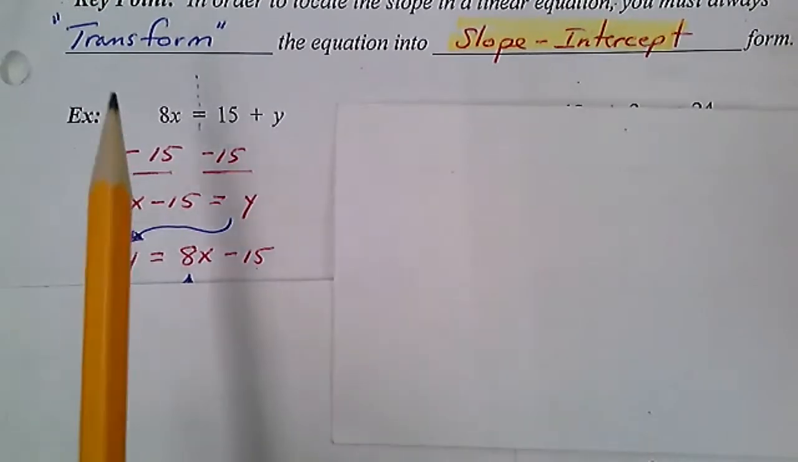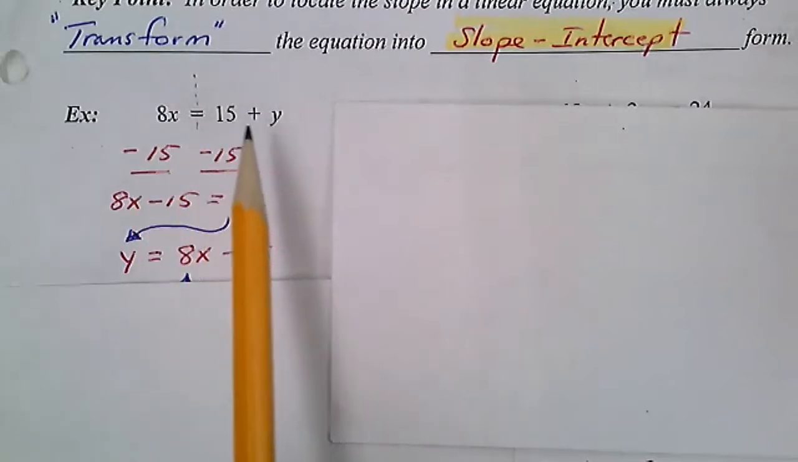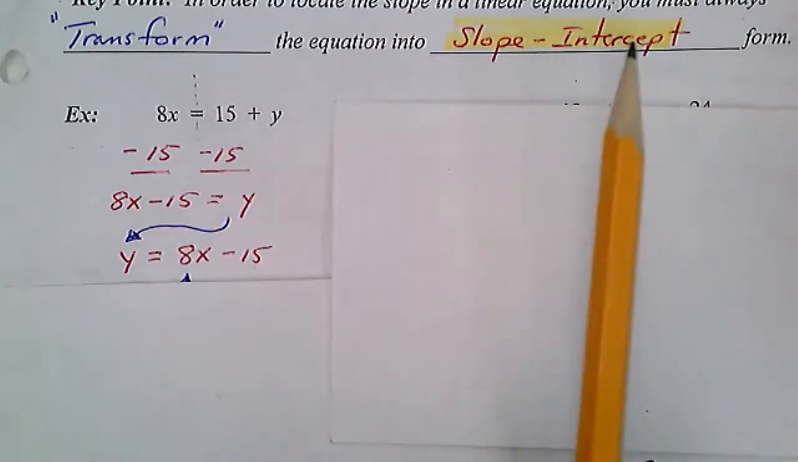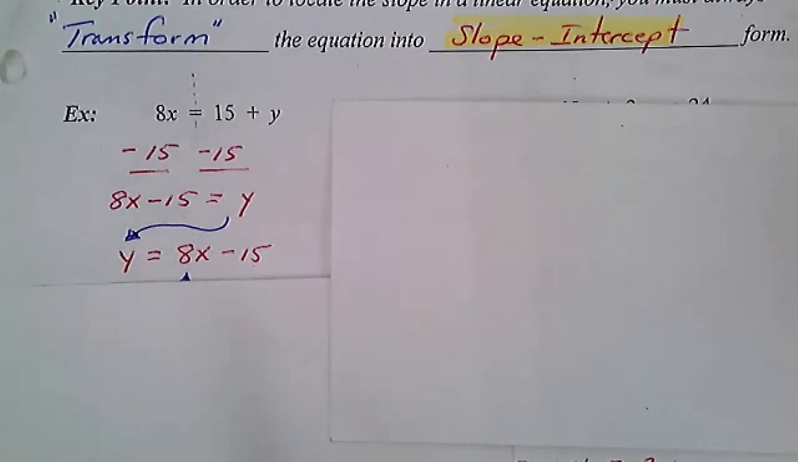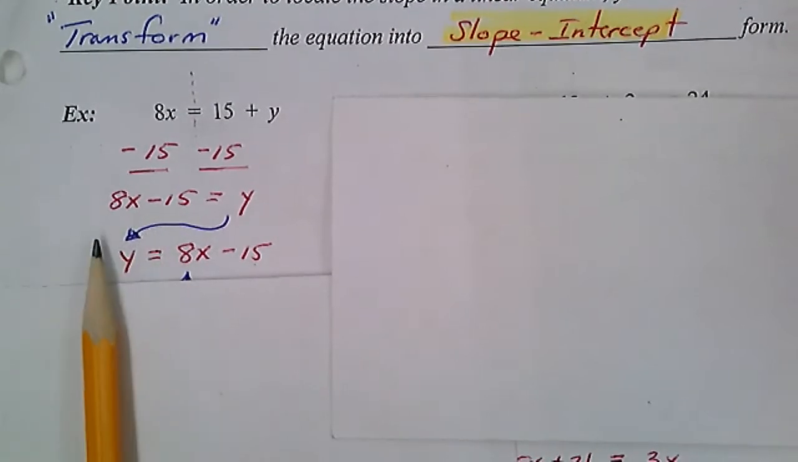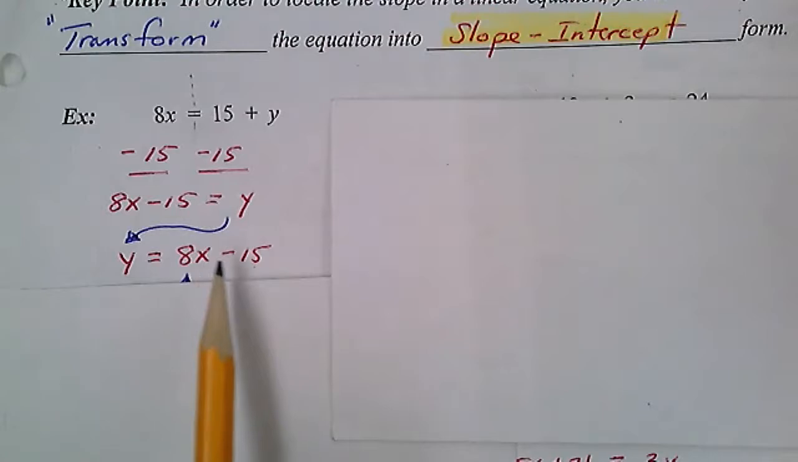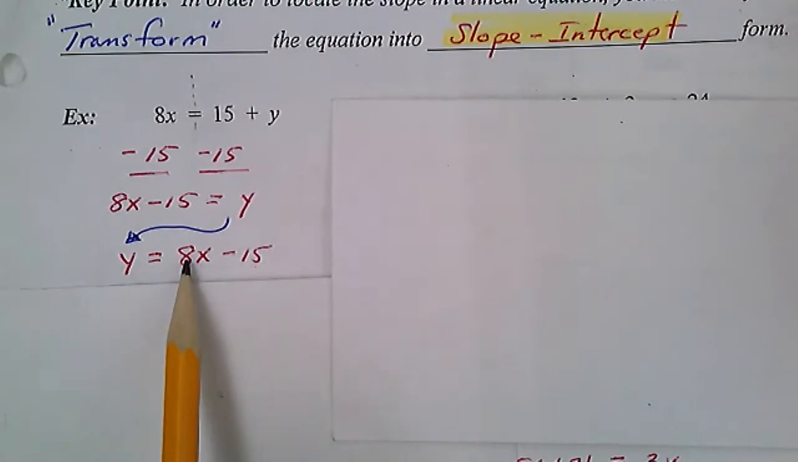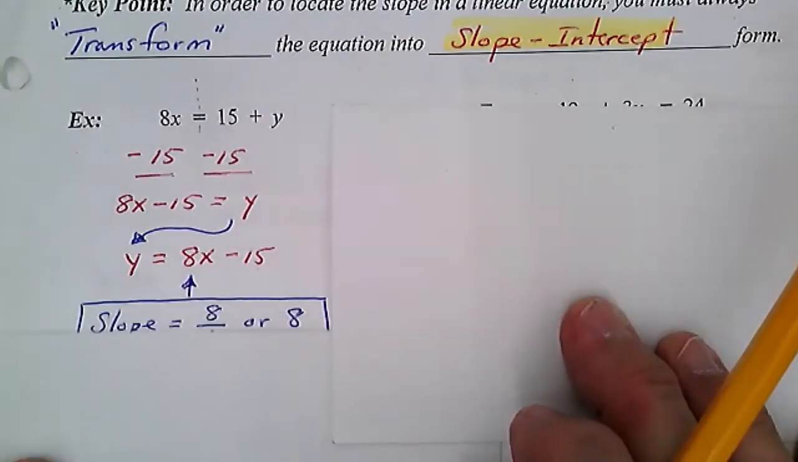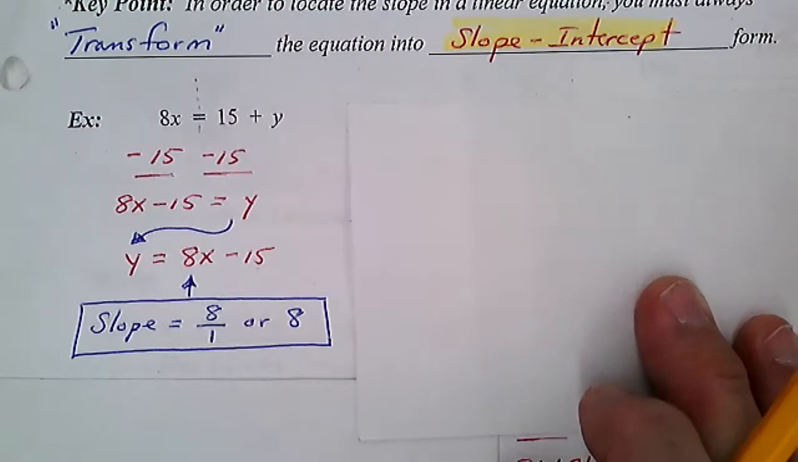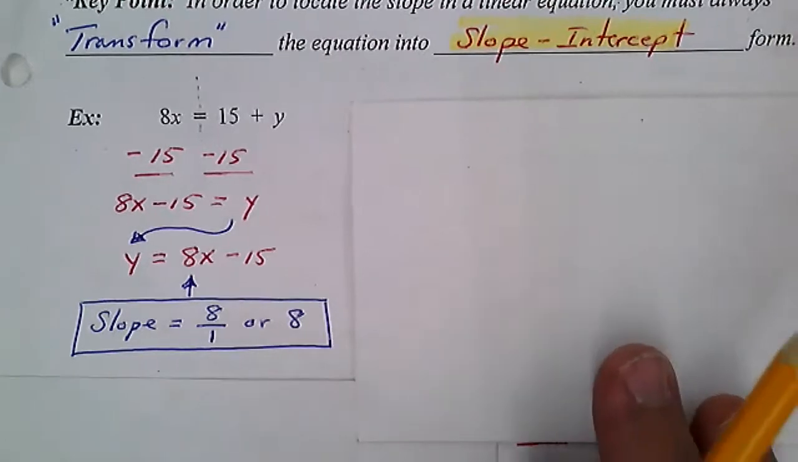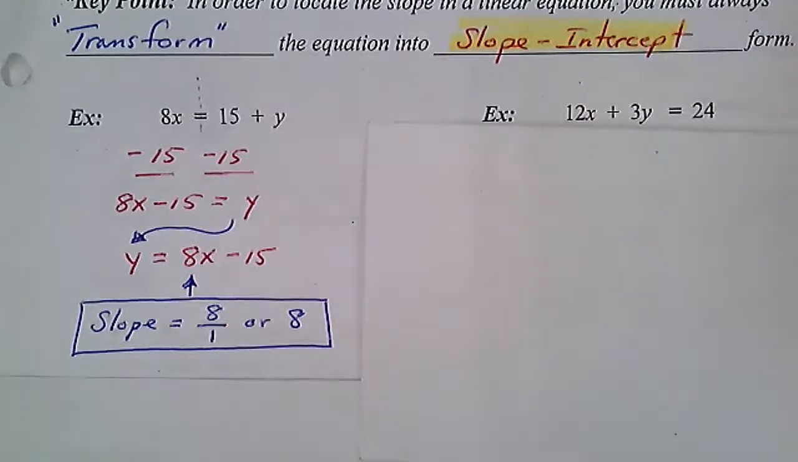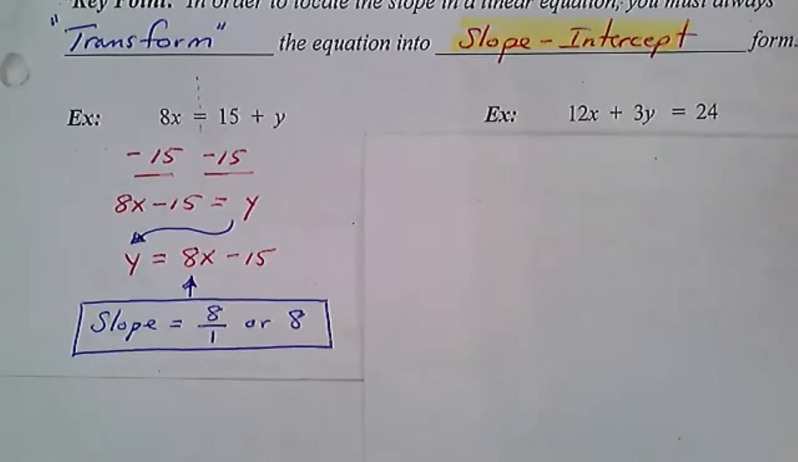Now we have transformed. So I took this equation and I transformed it into slope-intercept form. Now we have y by himself. He's on the left side. Right, here's our equal sign. He's on the left side. And over here is the rest. And we're looking for the number next to x. And so our slope is 8 over 1 or 8, right? So 8 over 1 or 8.